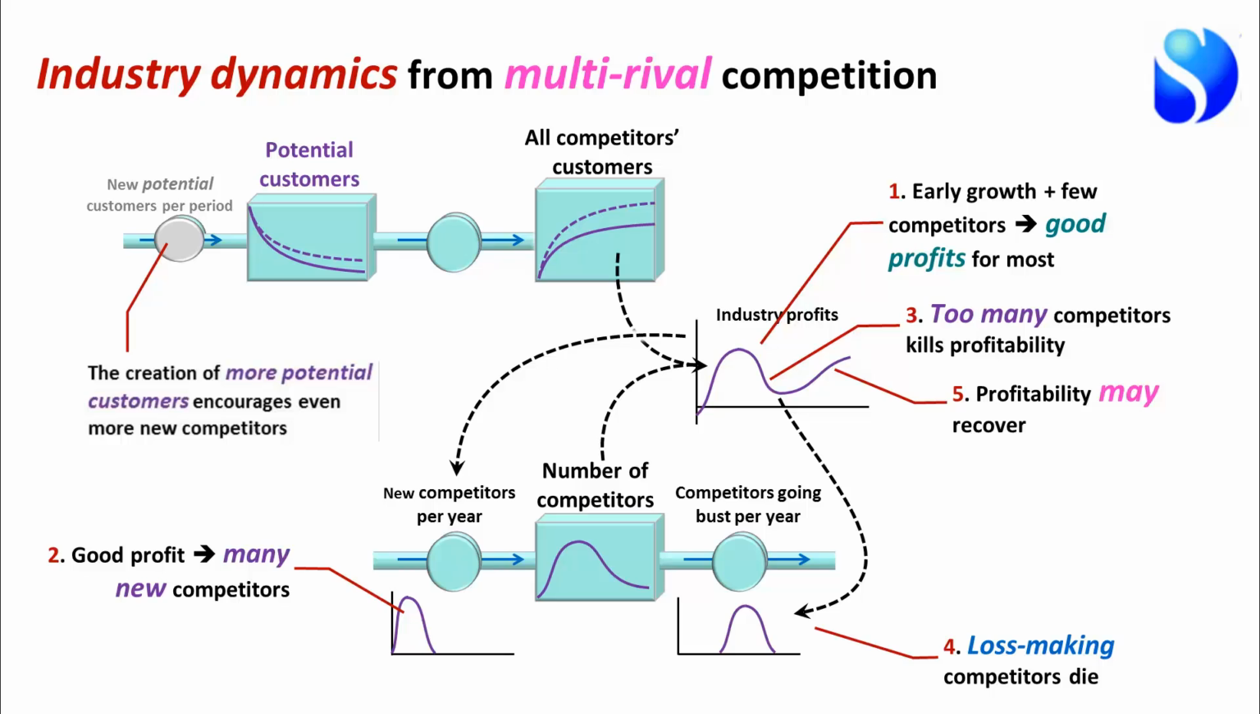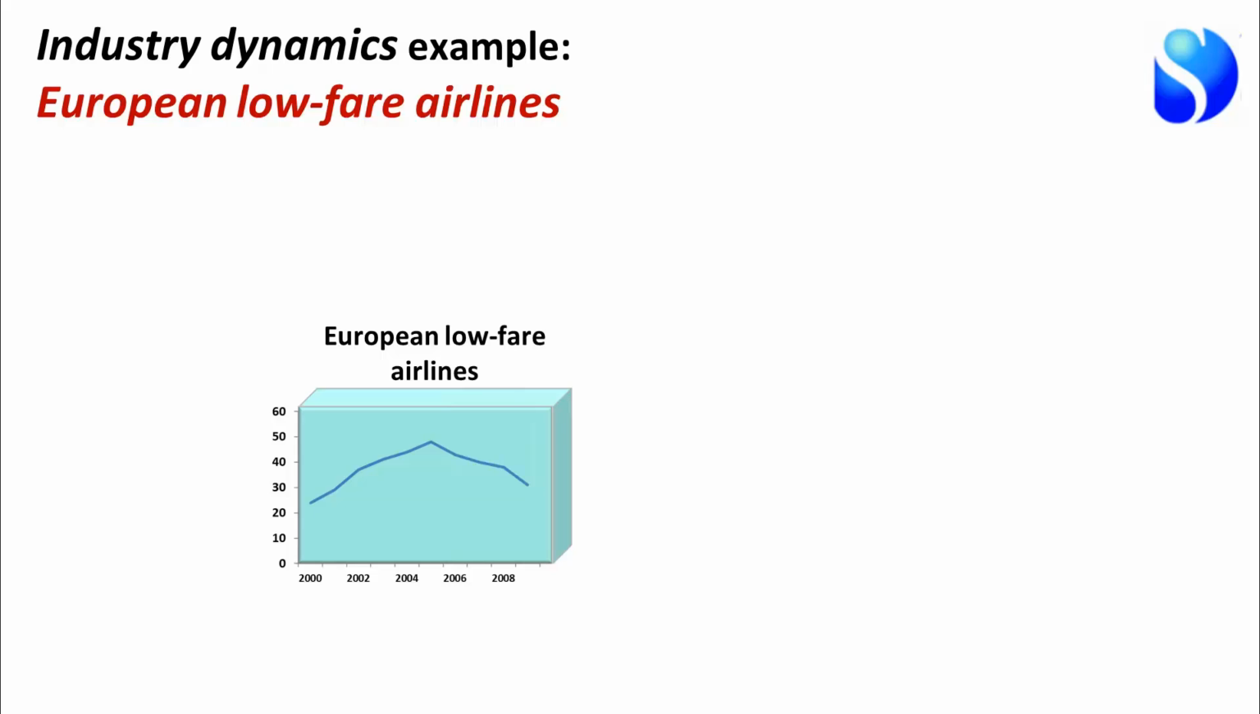Now, we've actually thought about a situation where this is actually happening, and the situation is the dynamics of the European low-fare airline industry. This chart here shows the stock, the number of low-fare airlines operating in Europe between 2000 and 2009. What happened to make that particular pattern happen?